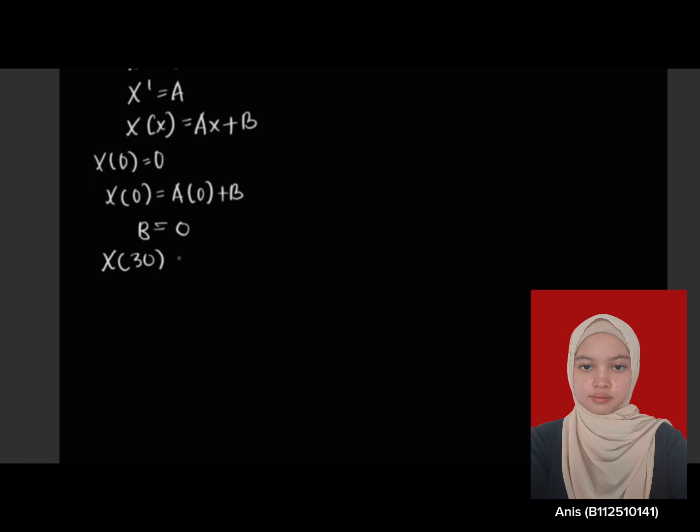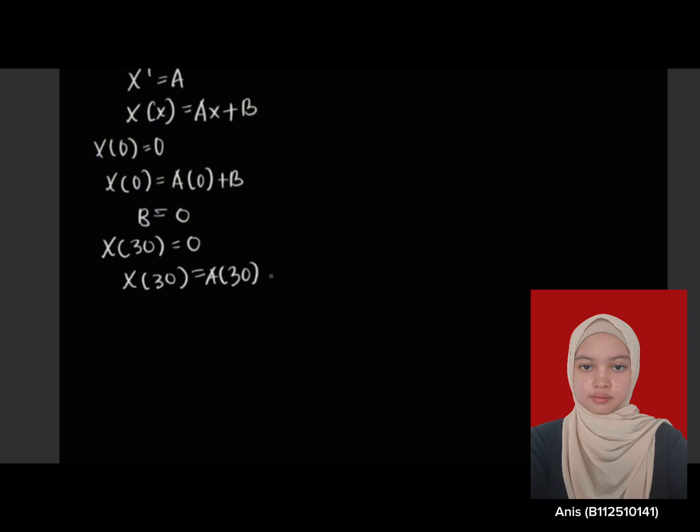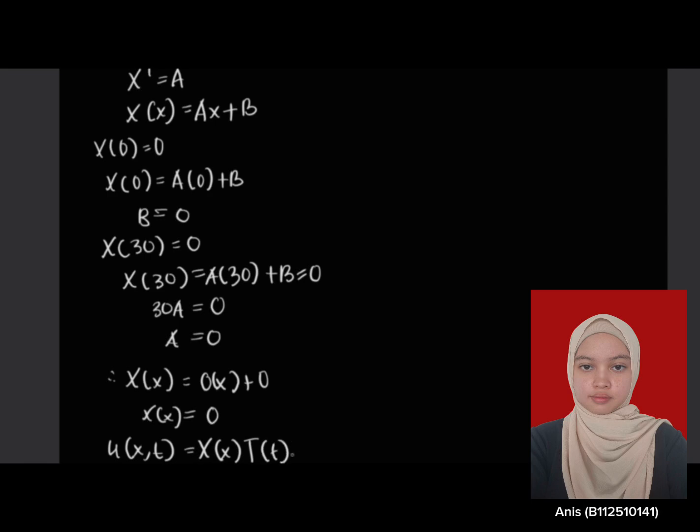For the second condition, X(L) equals 0, so aL plus b equals 0. Since we know b equals 0, this becomes aL equals 0, so a equals 0. Since both are 0, the function becomes X equals 0 times x plus 0, so X equals 0. This implies that u(x,t) equals X(x)T(t) equals 0. This gives the trivial solution, hence we only use the other cases.